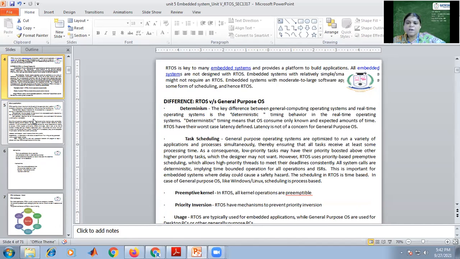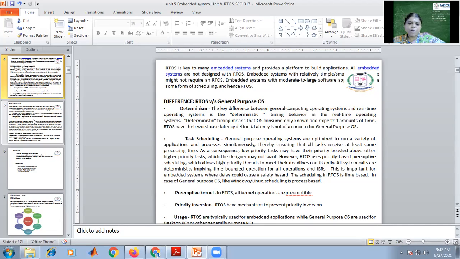Deterministic in the sense that it can fix a time. You can relate all your output with respect to time, and in scheduling also, you can schedule the task based on the priority levels. And preemptive kernel means they are said to be time bound, with limited usage of all components, or with efficient usage of all components.